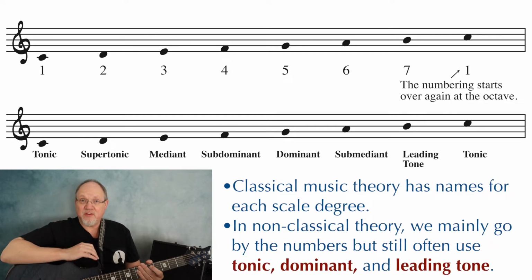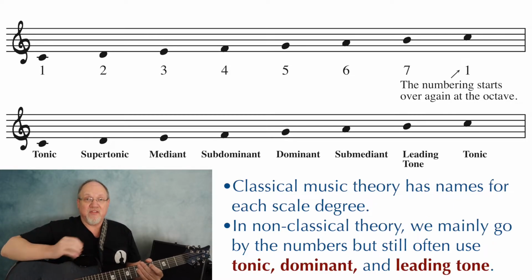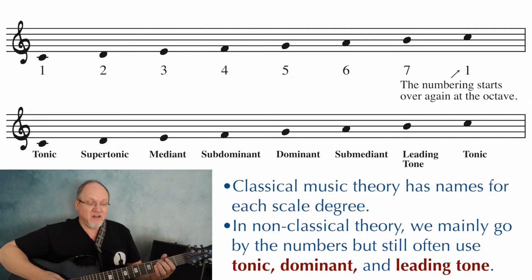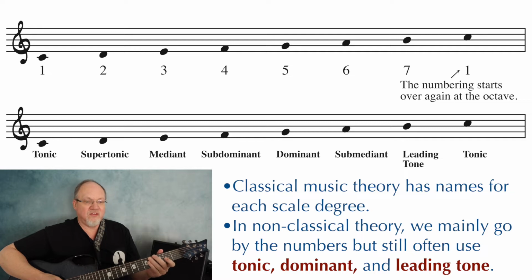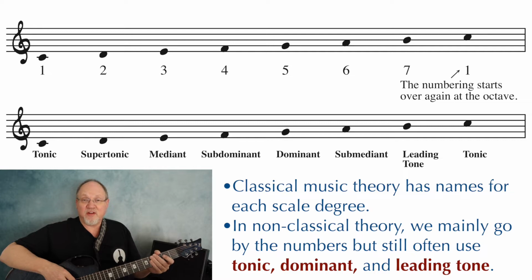In classical music theory, each scale degree has a name. So 1 is tonic, 2 is supertonic, 3 is mediant, 4 is subdominant, 5 is dominant, 6 is submediant, 7 is leading tone, and the leading tone takes you back to the tonic, which would normally be labeled as 1 again. Non-classical music theory labels the scale degrees by number, but also uses the tonic, dominant, and leading tone labels.